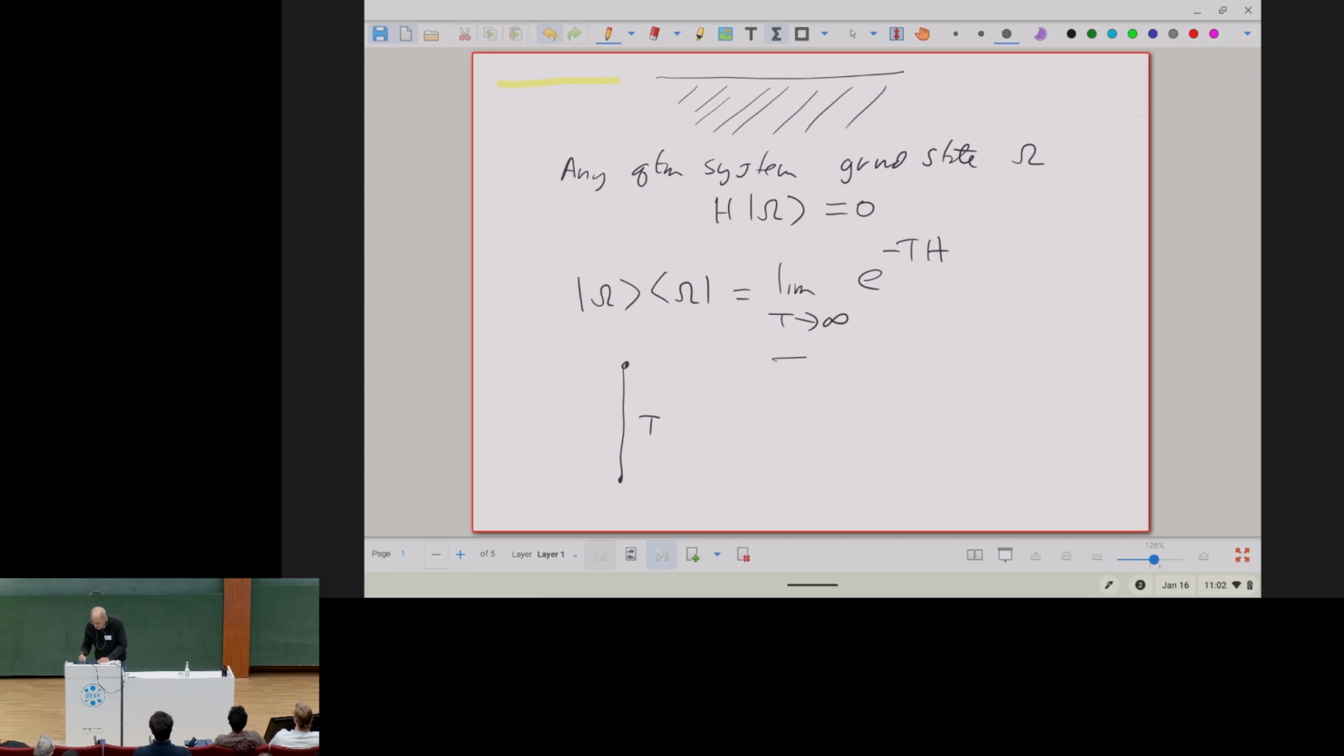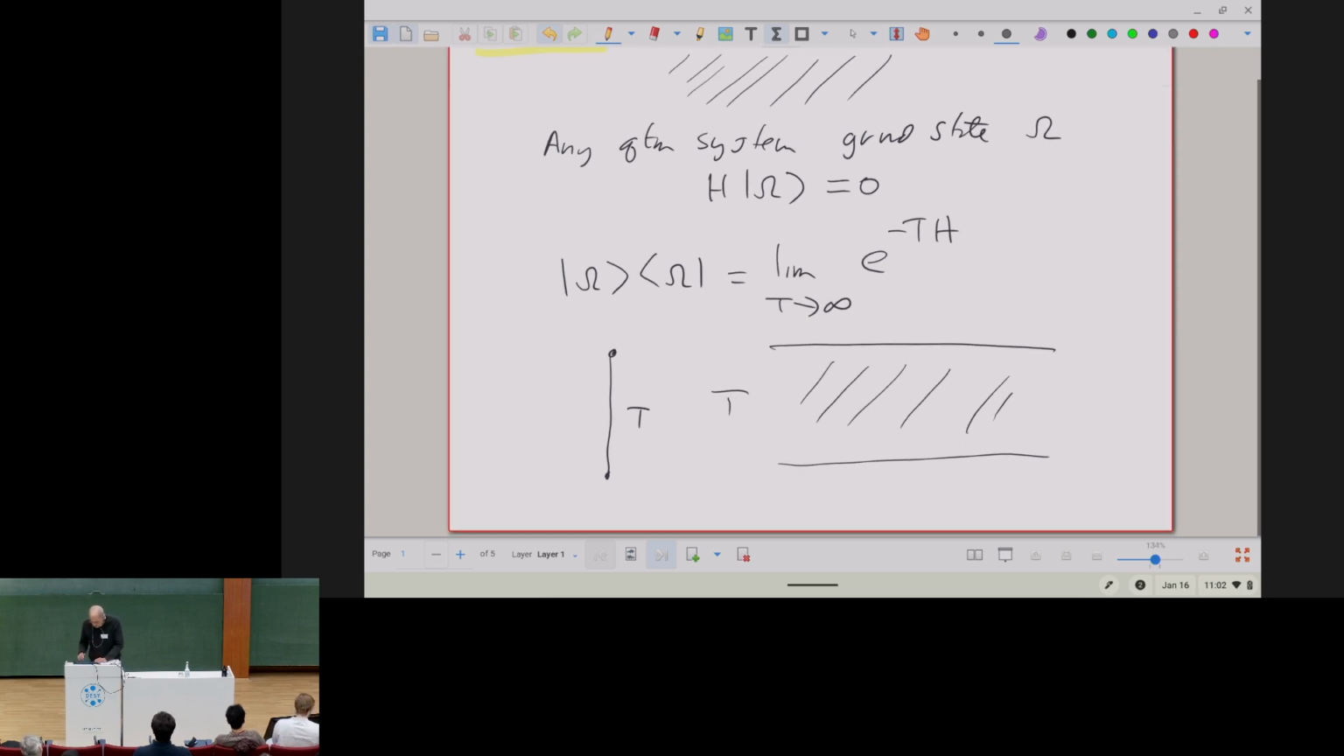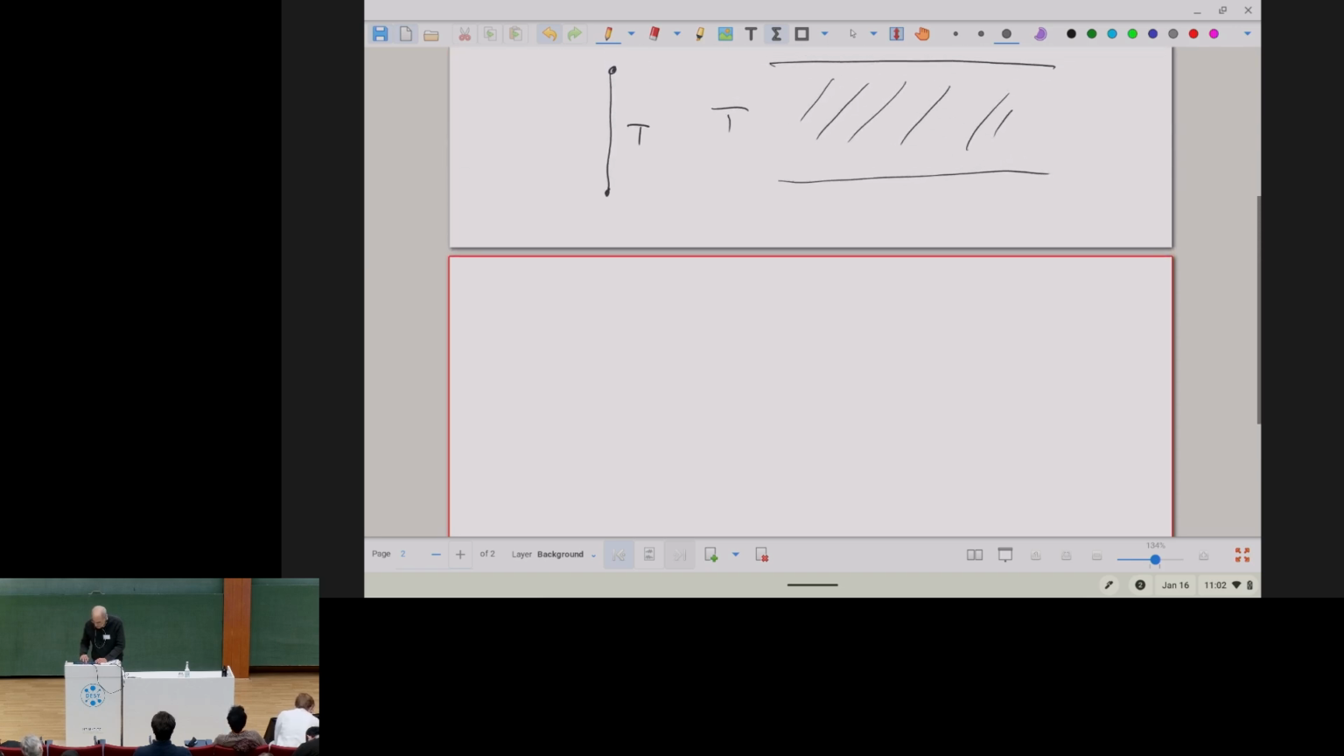In field theory, we do a path integral on a slab of width t to construct e to the minus tH. But then if you want to get the projector onto the ground state, you have to take t to go to infinity. So in the limit that t goes to infinity, we just get a path integral on the lower half plane.